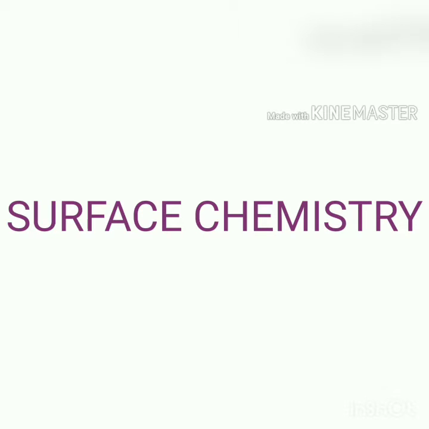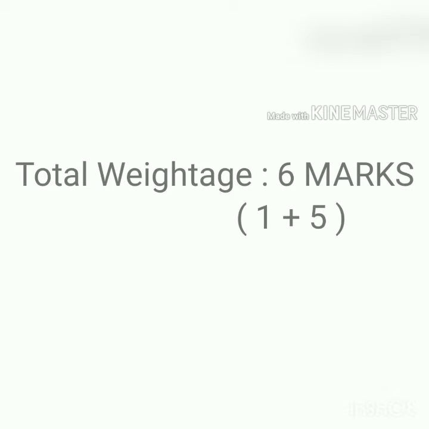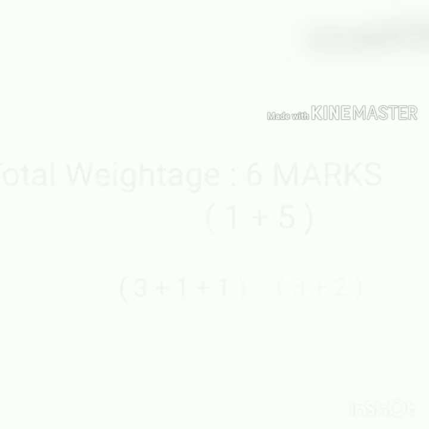So today our topic is surface chemistry. This chapter contains 6 marks. Now let's see how it is allotted. It is allotted in such a way like it's 1 plus 5. And as we know, in chemistry 5 markers won't be a complete big answer. It will be divided into parts. It can be 3 plus 1 or 3 plus 2.